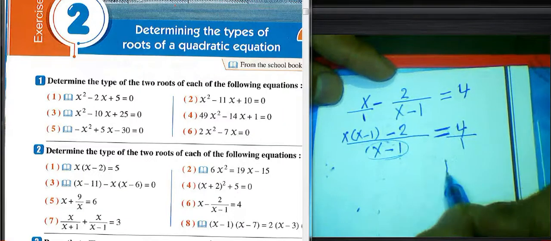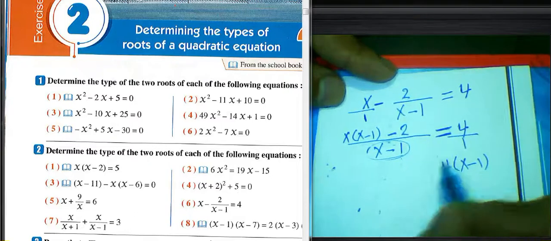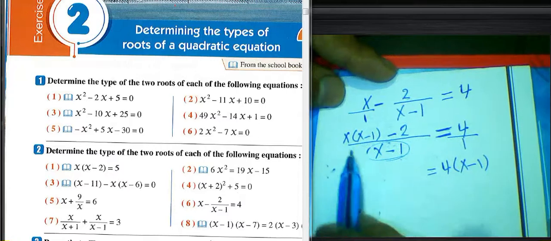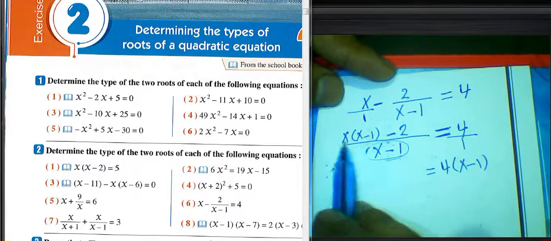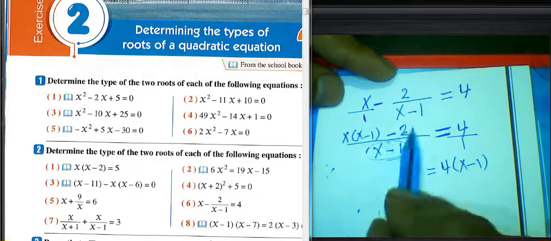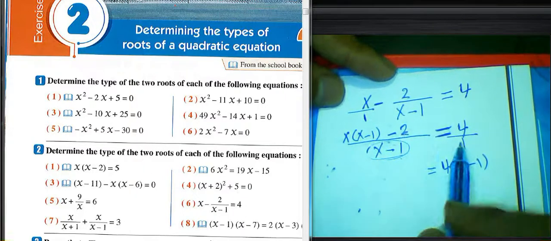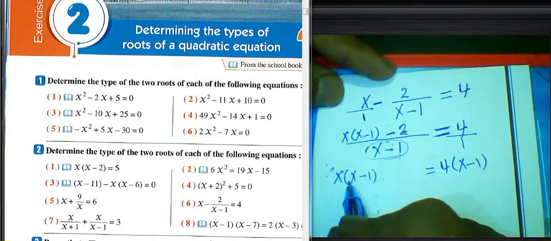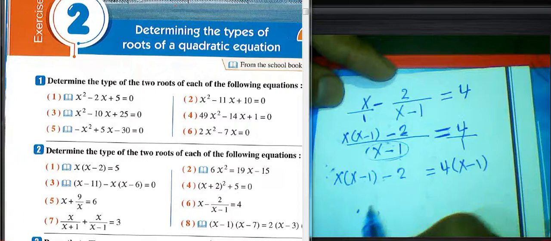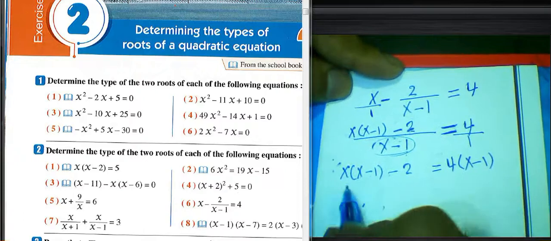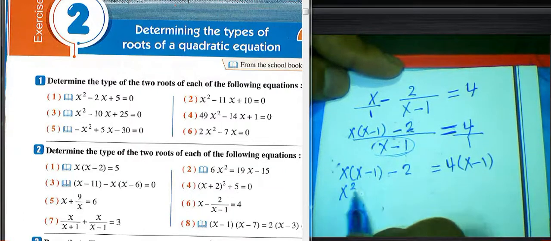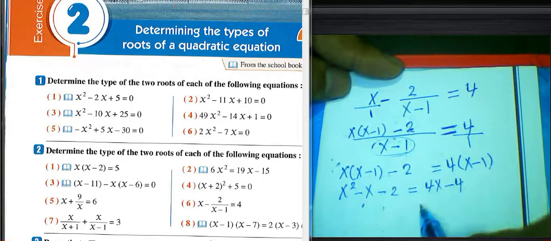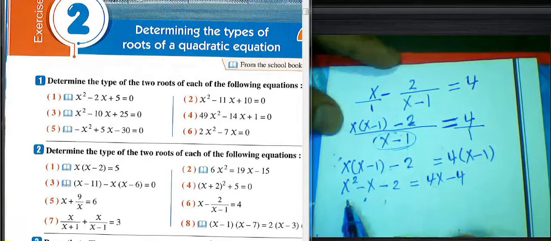Means: 4 multiplied by (x - 1), and extremes: 1 and x multiplied by (x - 1) in parentheses, minus 2. All this expression multiplied by 1. So the result will be x multiplied by (x - 1) minus 2. It's okay. Complete with me. x^2, we distribute negative x, negative 2 equals 4x - 4, and then we can solve it at x^2.